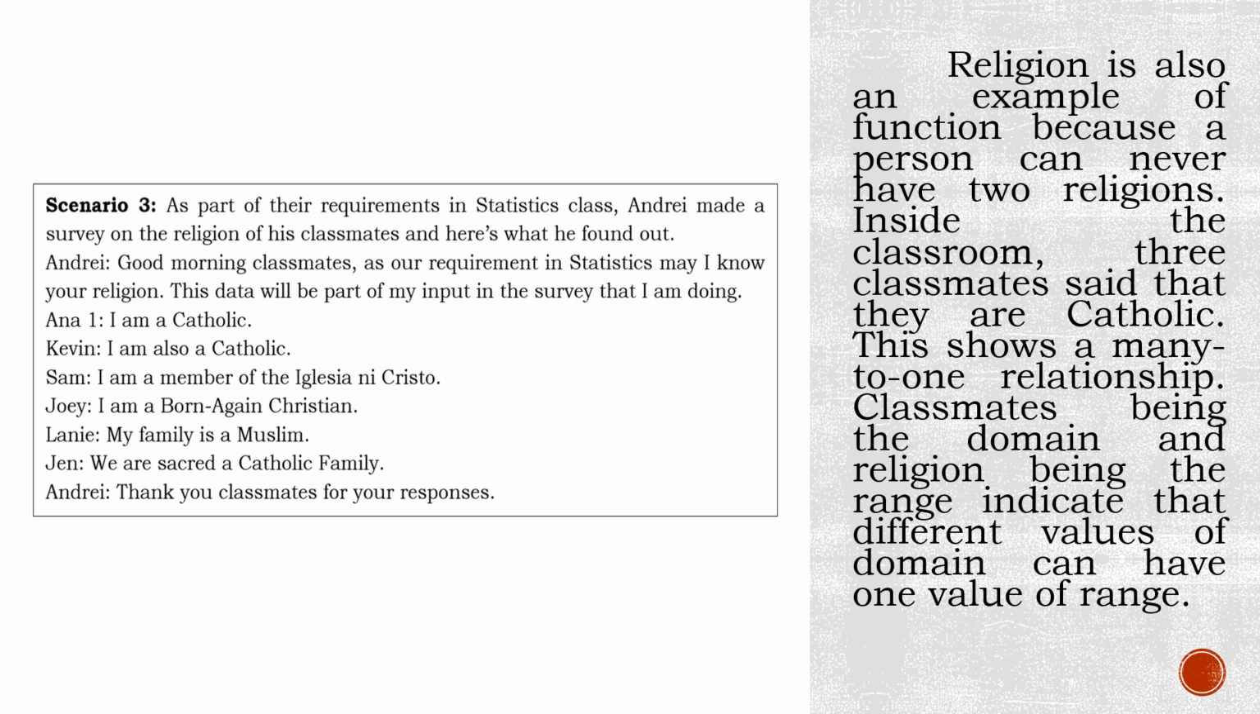So for scenario number three, as part of the requirements in statistics class, Andre made a survey on the religion of his classmates. And here's what he found out. Andre said, good morning classmates, as part of our requirements in statistics, may I know your religion? This data will be part of my input in the survey that I am doing.